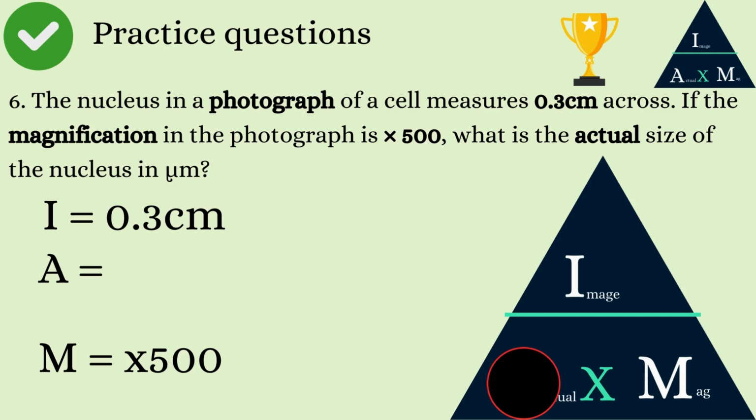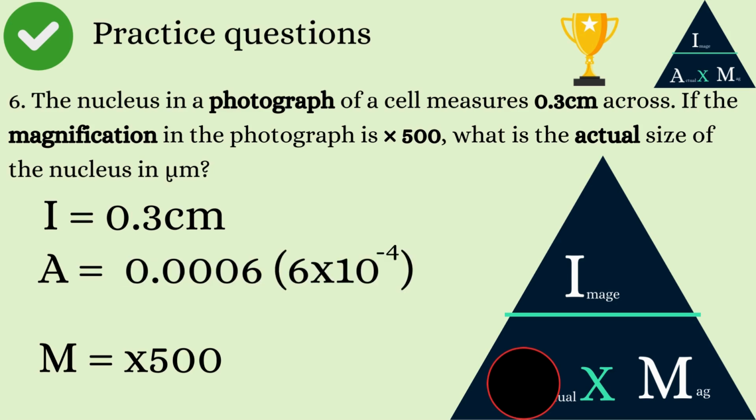Again, I follow the exact same method as what we've already done. Top of the triangle down, and division line results in I divided by M, which is 0.3 divided by 500 to give us 0.0006, or 6 times 10 to the power of minus 4 in standard form.